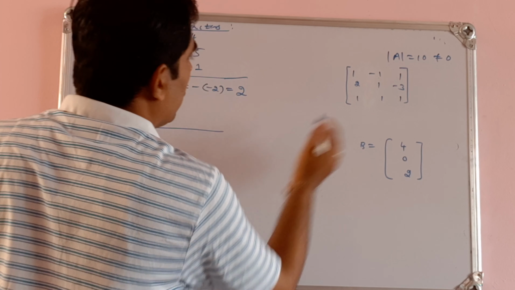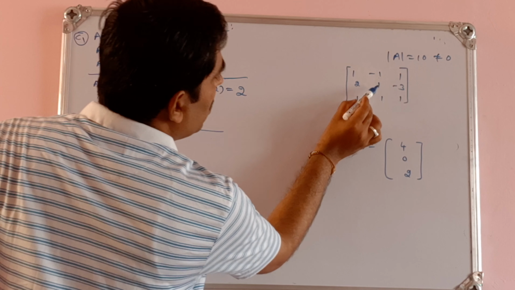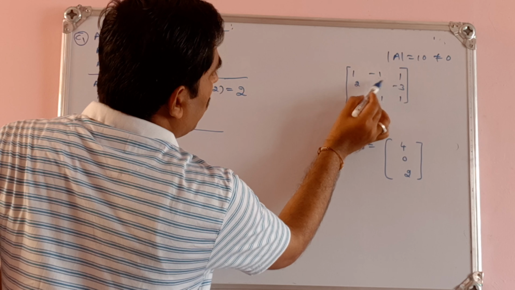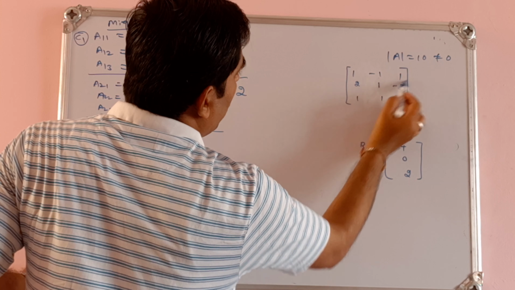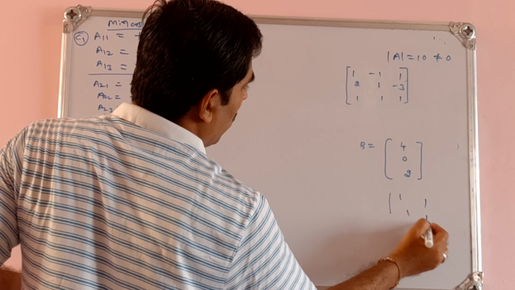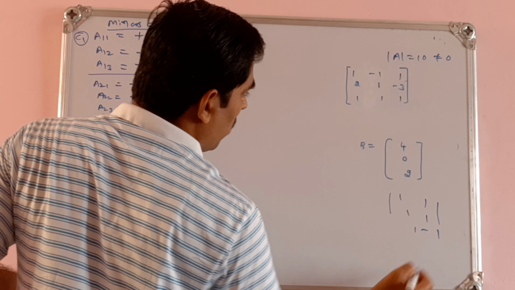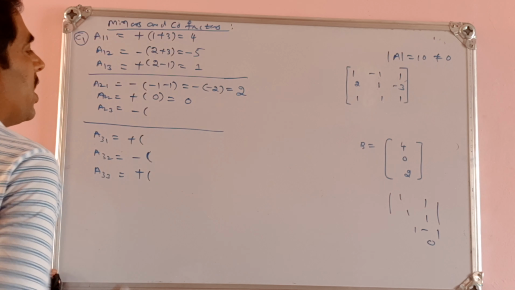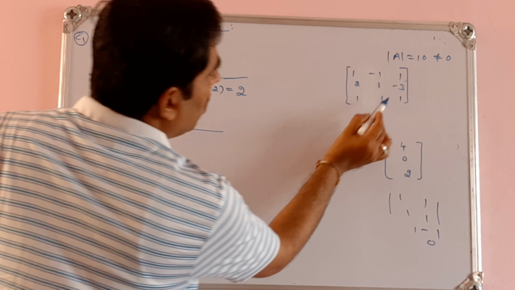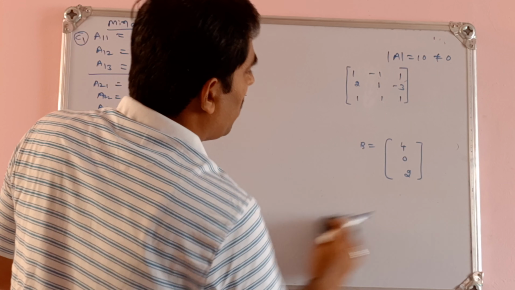So let me go for next element. See, A22, this one. So cofactor of this 1. So you leave this row and this column. See, 1 1, 1 1. See, 1 into 1 minus 1 into 1, that will be 0. So that is at the end, I don't write the sign here. See, 0. Then okay, this one is over.